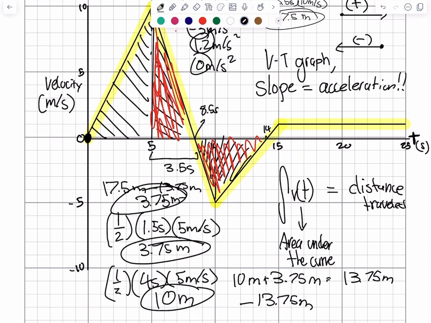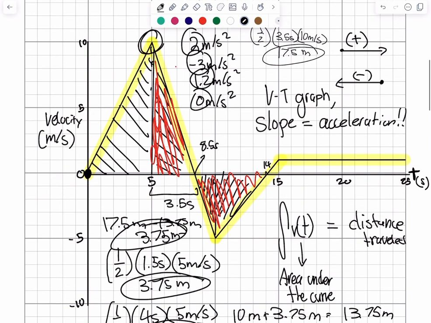Now, what does that mean in terms of what this object is doing? Well, it means that from this point, from 5 seconds, all the way to this point, 14 seconds, this object moved right, it moved left, it moved right, whatever. It moved everywhere. That's all of its distance traveled nonsense. But at the end of it all, it landed 3.75 meters to the right of where it started. Pretty cool. This is some cool stuff we're doing here.